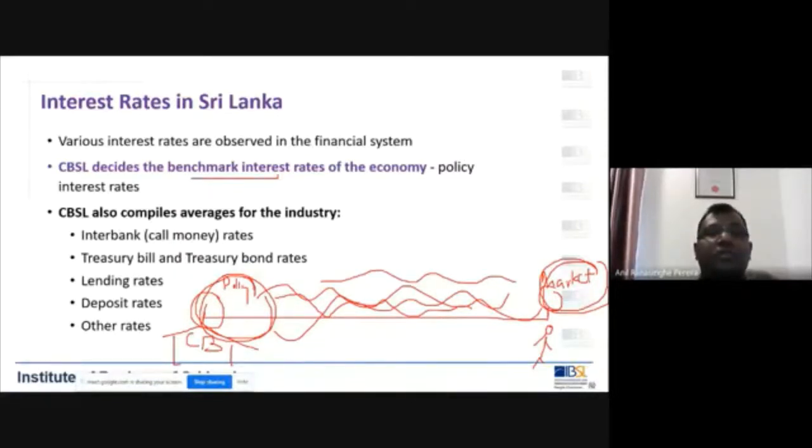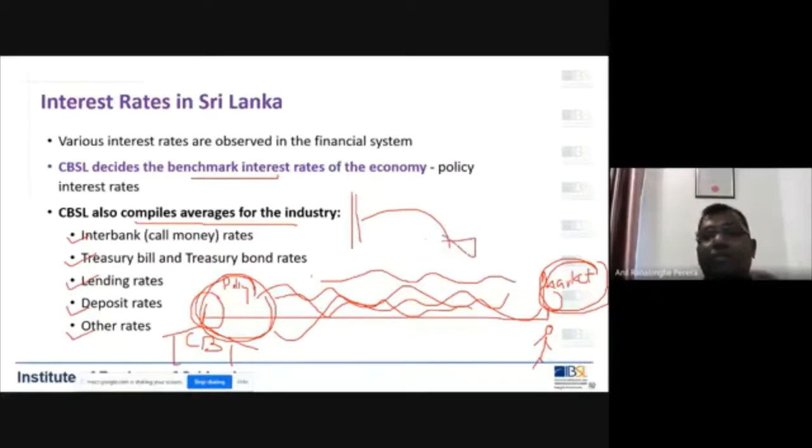So this is decided by the central bank. What should be the rate? Benchmark rate is decided by the central bank. The central bank compiles other rates for the industry. So it compiles the interbank rate, treasury bill rates, lending rates, deposit rates, and other rates. There are various interest rates compiled by the central bank for the information of the market, right?